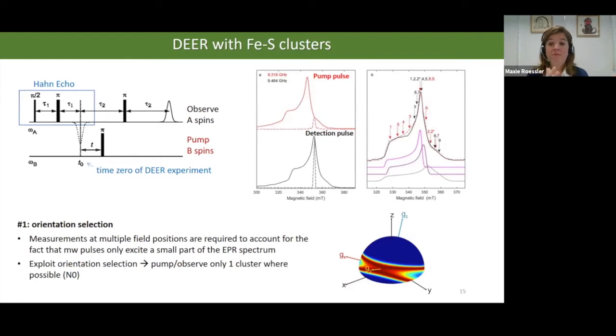So if we measure this refocused echo intensity as a function of time, that produces the DEER traces that you will see in the subsequent slides. And maybe just to mention here as well, of course there are many different kinds of pulsed EPR experiments designed to single out different interactions in your spin Hamiltonian, such as also the hyperfine interaction. But in this case, I'm just talking about the dipolar coupling.